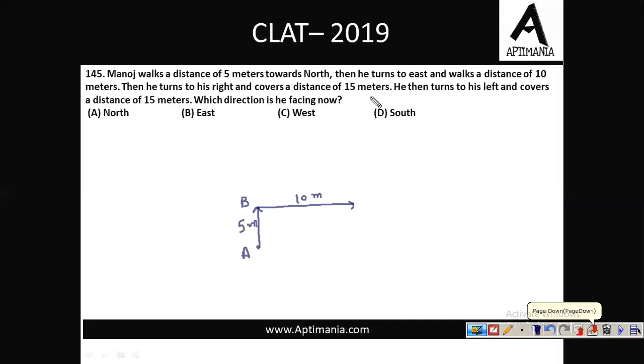Fine. Then he turns to his right and covers a distance of 15 meters. Now, right from here will be in south direction. So then he turns to his right and covers a distance of 15. So now he's facing south. And then he turns to his left. Now he is facing south, so his left will be our right. So he will take a turn in this direction and covers a distance of 15 again.